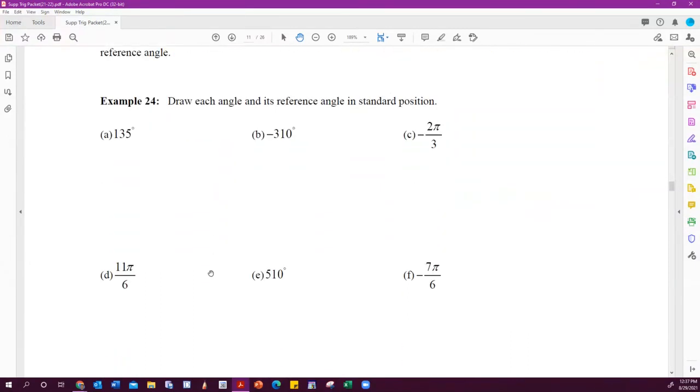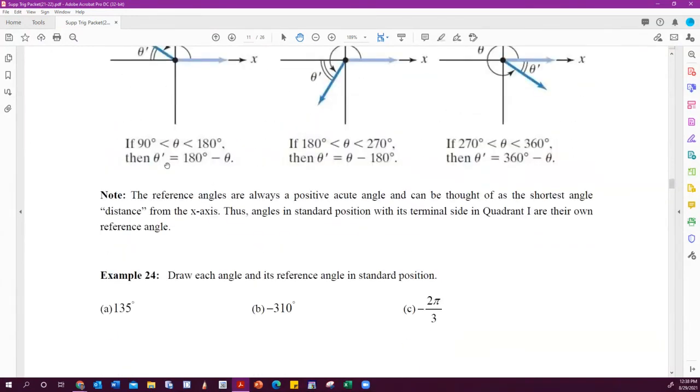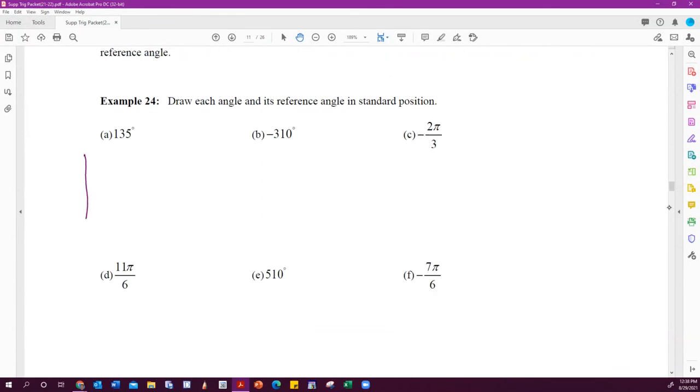So 135 degrees. I'm going to do this geometrically because it's how I think instead of doing it with the actual calculations, but you have these formulas up here that you could use. So I know a 135 degree angle looks like this. The way I calculate my reference angles is I think how far is it from here to the closest x-axis? 180 minus the 135 means my reference angle is going to be 45 degrees.